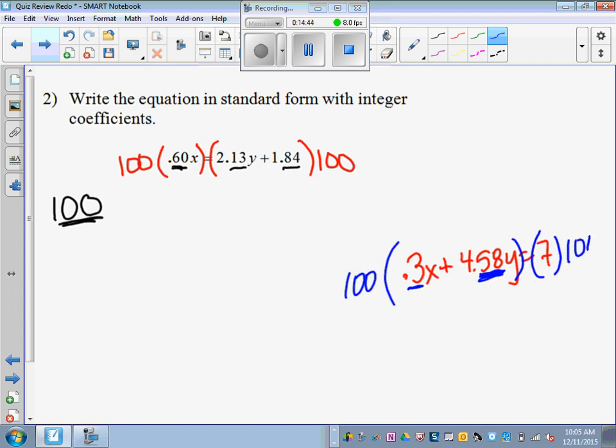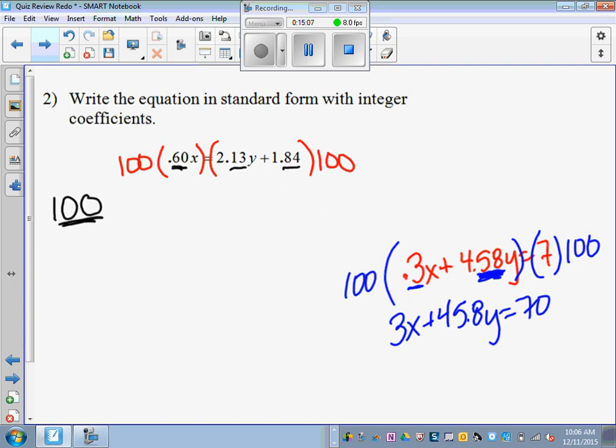If you say you multiply by 10, you would get 3x plus 45.8y equals 70. And then you could just multiply by 10 again to move it 1 more. Okay? So if you forget and multiply by 10 in the first step, then you would just multiply by 10 again. But save yourself some time, go by the large one.